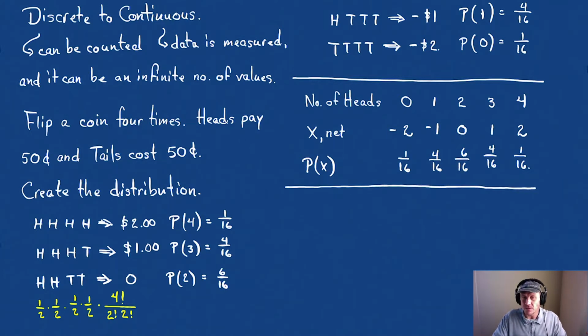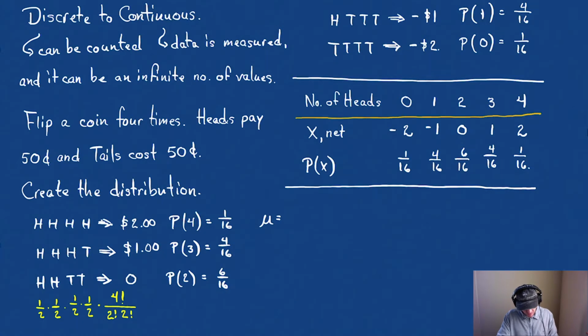So what I would like to do next is calculate the mean and the variance for this distribution. So let's do that. So the mean, here we go. We're going to calculate mu. Well, mu is going to be calculated as an expected value problem. So we're going to be using this bit of data from our table right here.